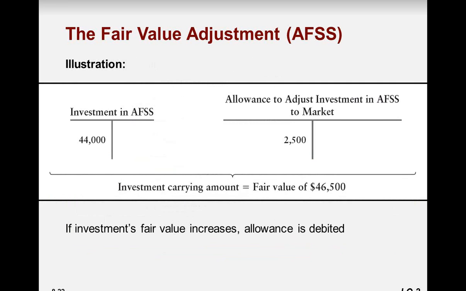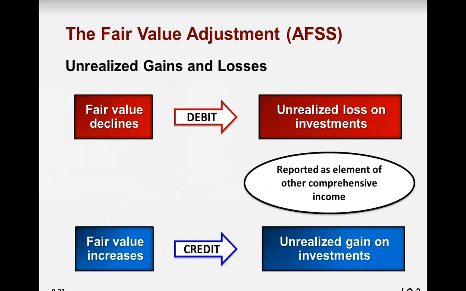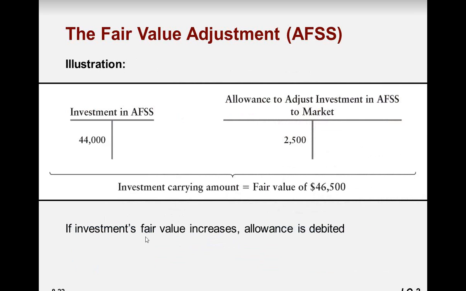Okay, looking at some T accounts, we had our initial investment of $44,000. We now have our adjustment, our allowance to adjust the investment account, and that makes our carrying value $46,500. Let me go back up a minute here. So if the fair value increases, the allowance is debited. If our fair value had decreased, we would have credited.